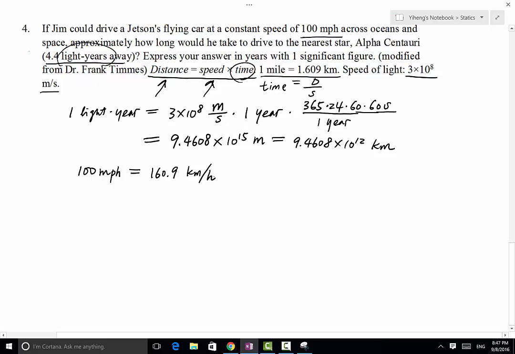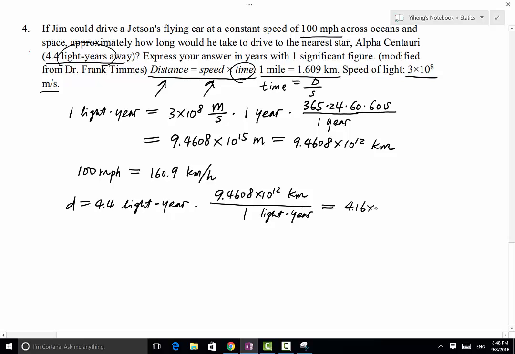So now we're ready. The total distance D equals 4.4 light years multiplied by 9.4608 times 10 to the 12th power kilometers per 1 light year. So that equals 4.16 times 10 to the 13th power kilometers.